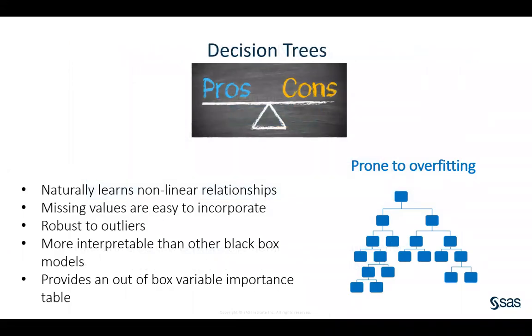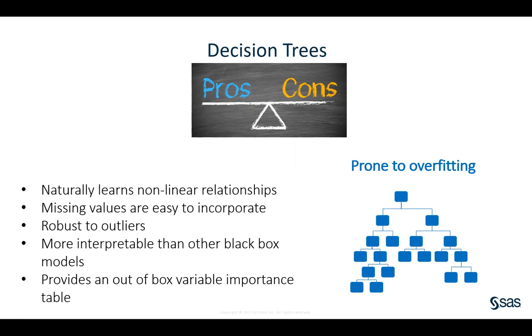So there are some advantages of using decision trees. I just listed one of them. It can naturally learn nonlinear relationships. Missing values are very easy to incorporate because it's based on the splitting and the majority of the votes. So it's robust to outliers.